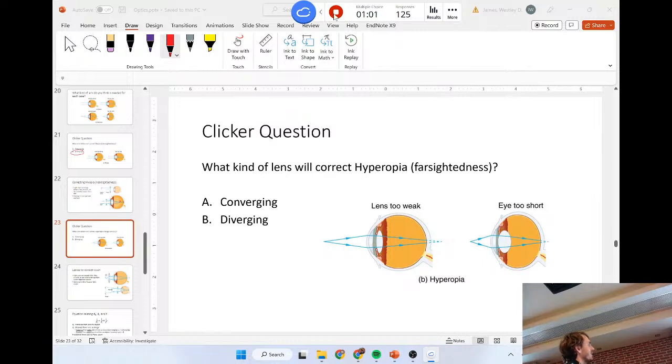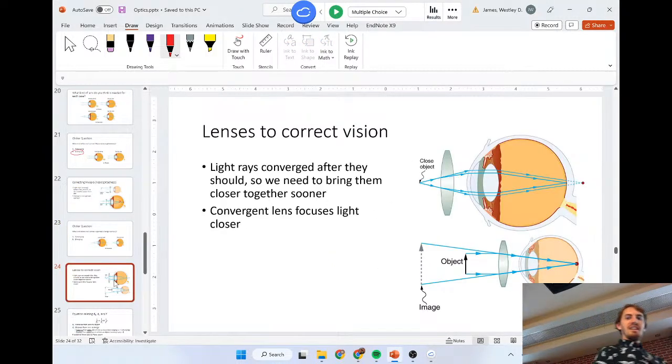And 5, 4, 3, 2, 1. So again, pro tip, check the next slide. The converging lens, if they were converging too late, well, let's just move those light rays a little bit closer together, and then they'll converge where they should. Before, they were converging back here, so why don't we just move those light rays a little bit closer with that converging lens so that they converge where they should, and then all is well in the world.